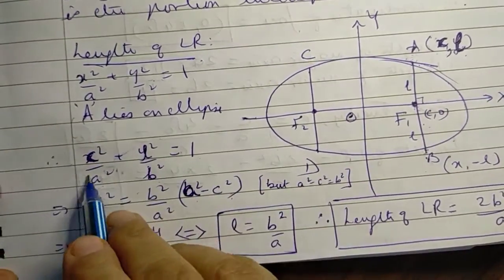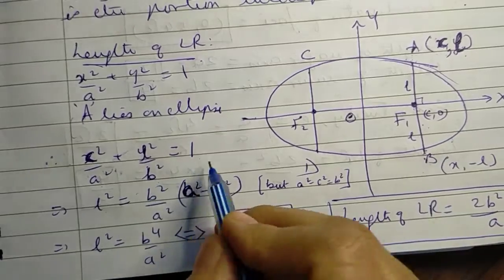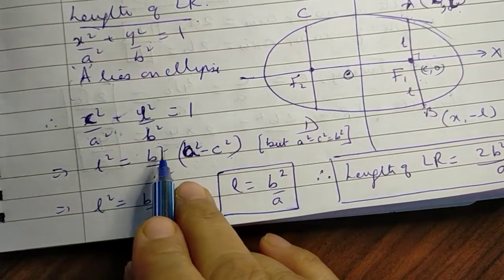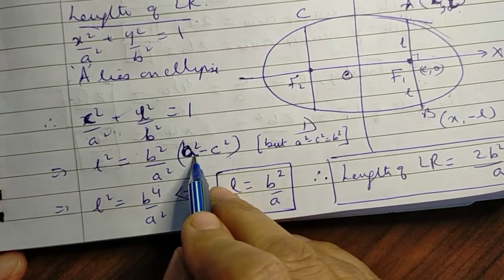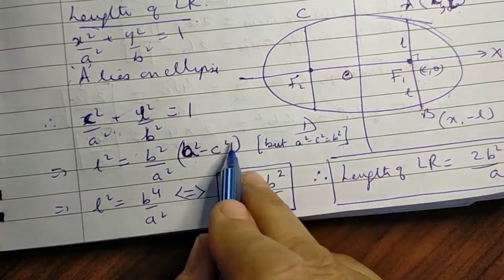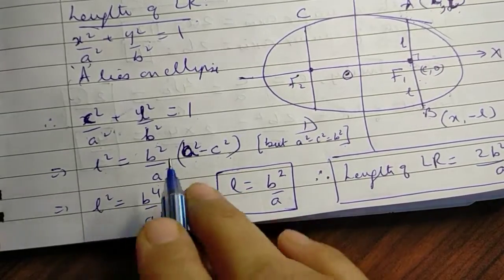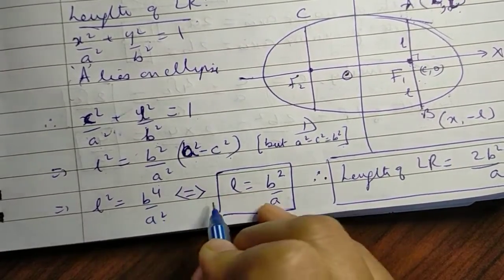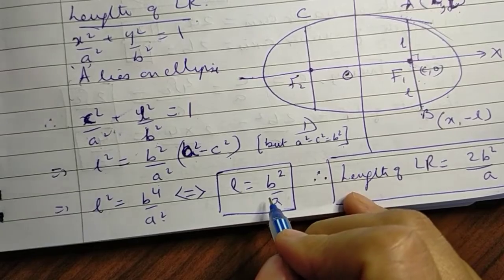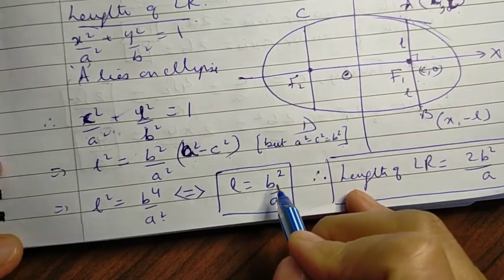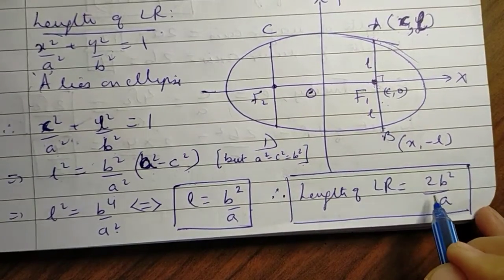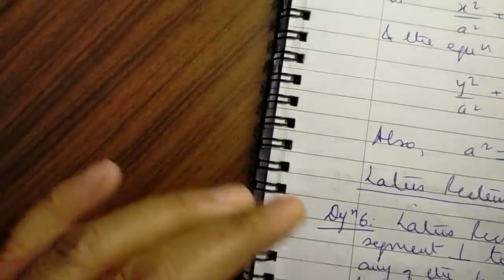So substituting, we get c squared over a squared plus l squared over b squared equal to 1. Which on solving gives us l squared equal to b squared over a squared into a squared minus c squared. But for an ellipse, a squared minus c squared is equal to b squared. So replacing this with b squared, we get l squared equal to b raised to power 4 upon a squared, which implies and is implied by l equal to b squared by a. Clearly here we take only the positive part, as l being a length or distance can never be negative. And thus we have the length of the latus rectum equal to 2b squared upon a.